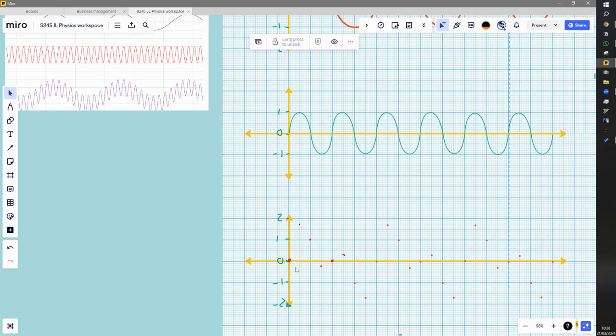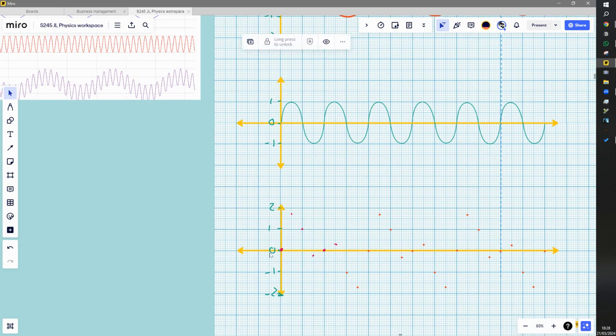What you would do if you were doing pen and paper is you would basically join dot to dot like this and try to produce a smooth sort of curve. But we're going to do it with the line tool here. So I'm just going to start doing it on the video.